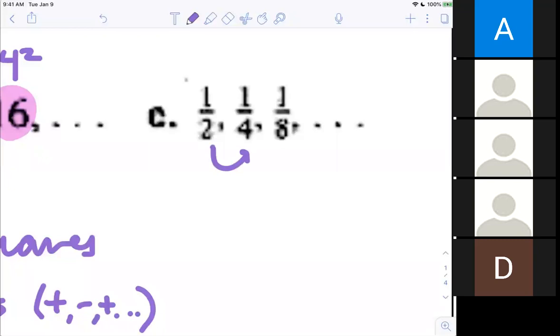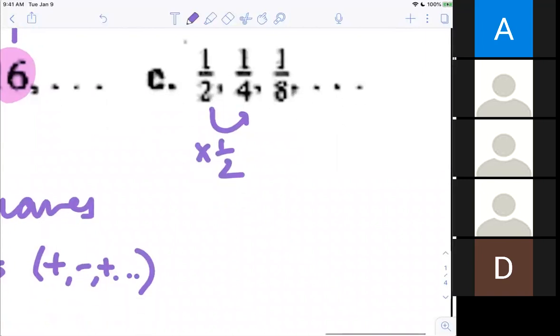Oftentimes fractions are. In order to get from 1/2 to 1/4, my first thought was multiply by 1/2. And I'm going to do the math off. I'm going to erase this in a second. So if you just want to watch, that's cool. If you want to write it down, also cool.